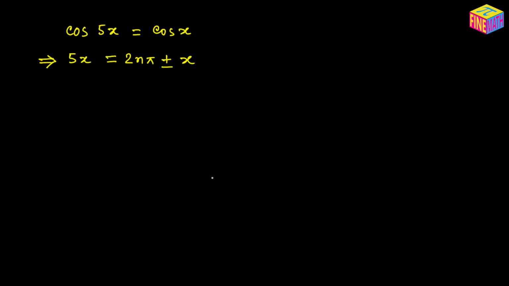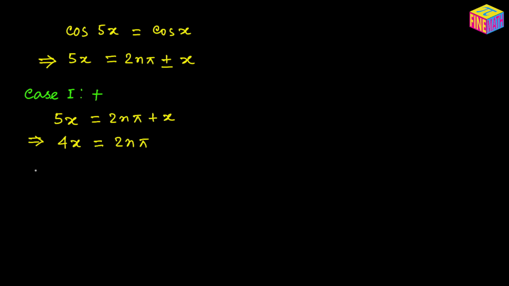Now again we have to take two cases. In the first case we are going to take the positive sign, so we can say 5x is equal to 2n pi plus x, and from here if we bring the x from the right hand side to the left hand side, we are going to get 4x is equal to 2n pi, and from here we are going to get x equals n times pi over 2. If we divide both sides by 4, we are going to get x equals n times pi over 2, where n is an integer of course.